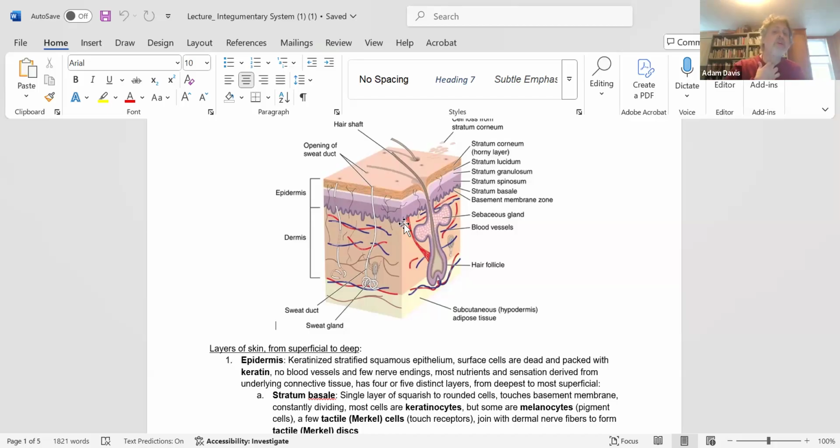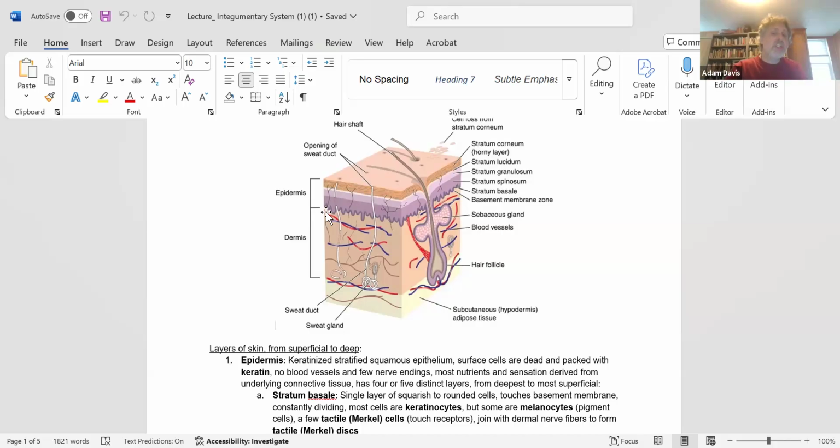The dermal papillae not only serve to fold the bottom of the epidermis into the dermis, but they also serve to elevate sensory receptors that are found in the dermis and bring them closer to the skin's surface. So the dermal papillae, the little projections of dermis here, often contain nerve endings and sensory receptors to increase the sensitivity of the skin.